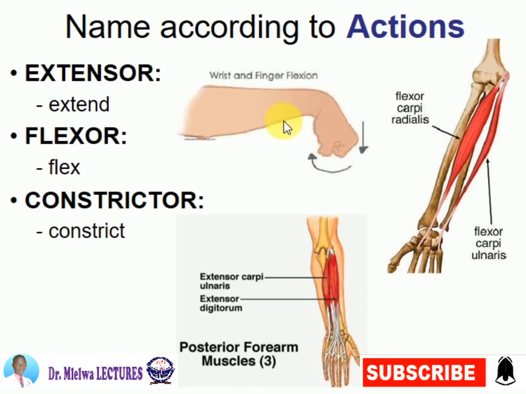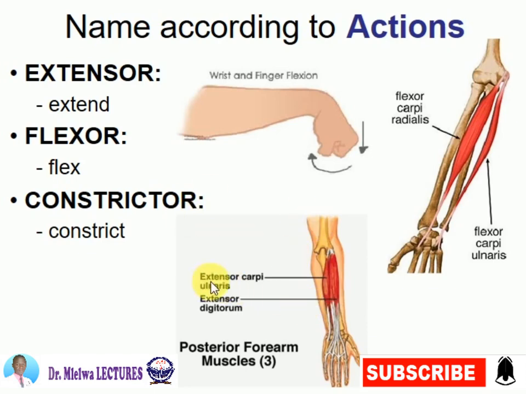For example, flexor carpi radialis, flexor carpi radialis. Now, for example, the name radialis is because it is near the radius bone. But flexor carpi ulnaris is because it is near the ulna, or on the ulna side. Flexor, by its action, is because it tends to flex. I mean not the fingers, it is the carpal bones. That's why it is flexor carpi. Carpi is because it attaches to the carpal bones and the wrist joint, and it does flexion of the wrist joint.